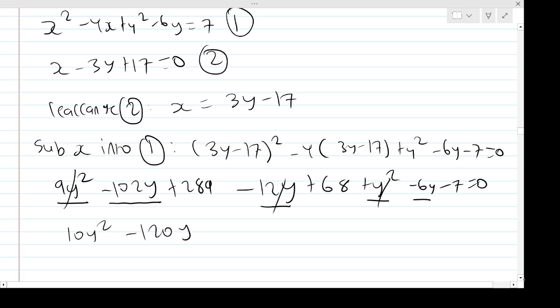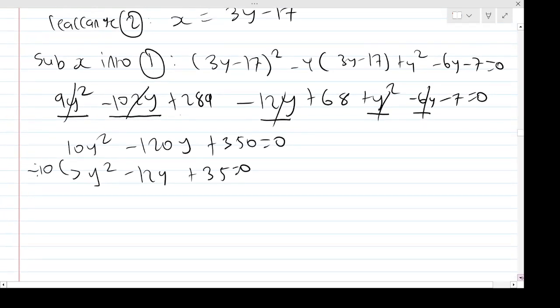Then I can just add the numbers together. So I get 289, add 68, minus 7 to get plus 350 equals 0. And if we want to, I can then simplify it down, scale it by dividing by 10 to get y squared, take away 12y plus 35 equals 0.